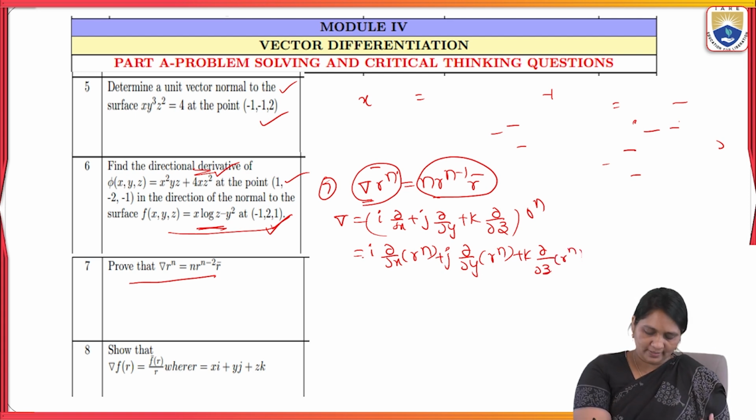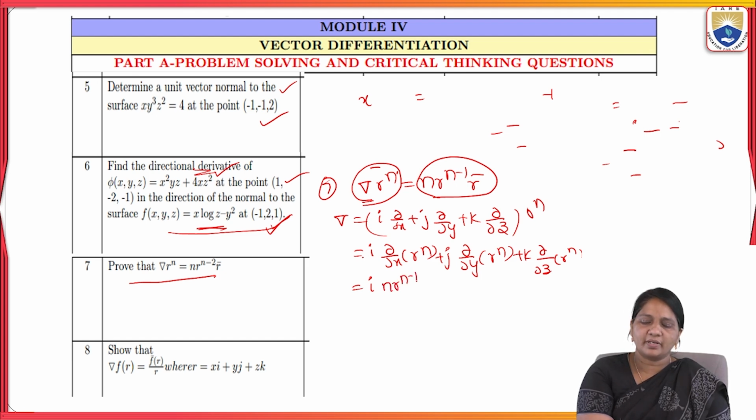So now here i into dou by dou x of r power n means n into r power n minus 1 and dou r by dou x, plus the same way here also j into n into r power n minus 1.